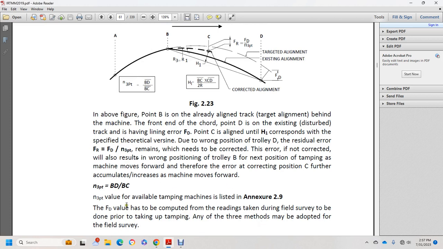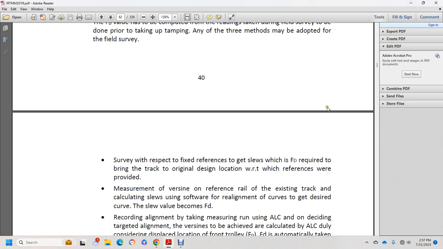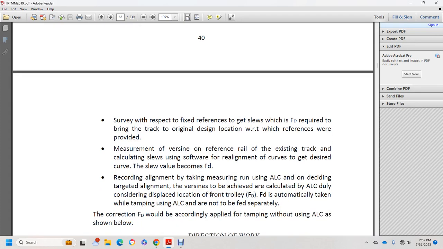The lining error FD value is computed with the readings taken during the field survey, done prior to taking up the tamping. Any of the 3 methods adopted for the survey should respect the reference to get the slew within the error required for bringing the track to the original design location with respect to the reference wherever provided. Measurement of the versine of the reference rail with the existing track is used to calculate the slew with the use of software. Realignment of the curve to get the desired curve: the slew value becomes the error.